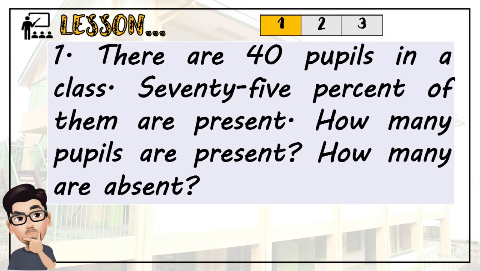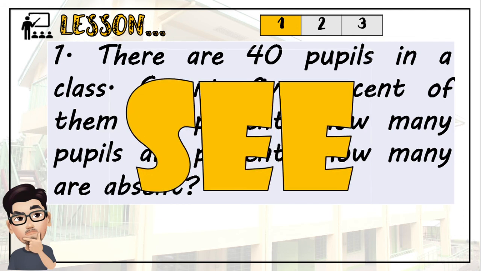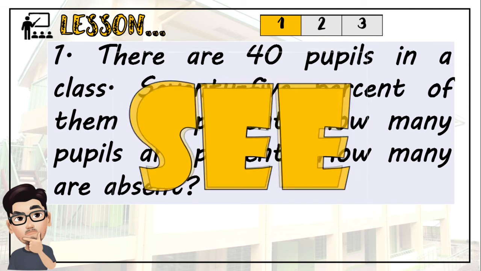Number 1, there are 40 pupils in a class. 75% of them are present. How many pupils are present? How many pupils are absent? So let's see what the problem is seeking from us.